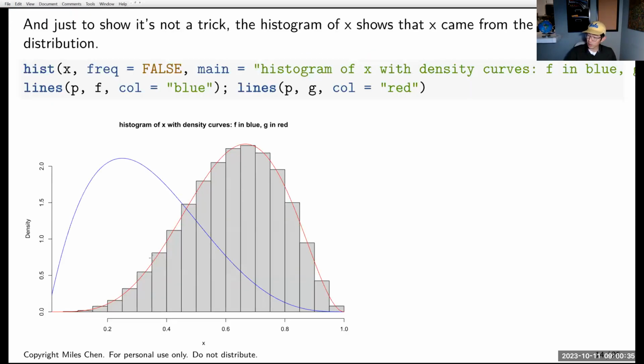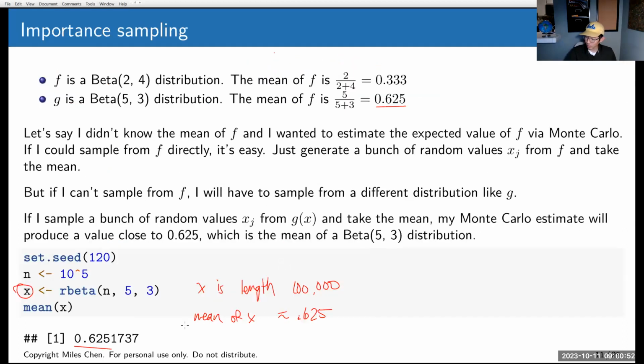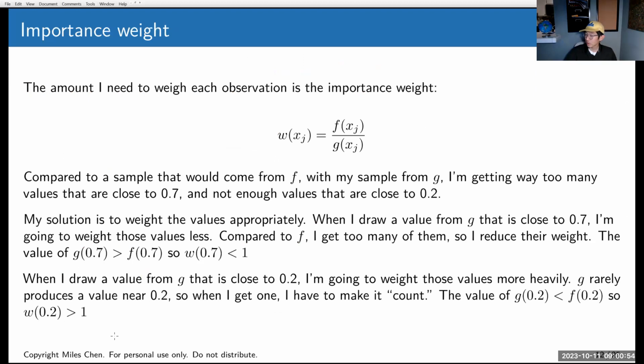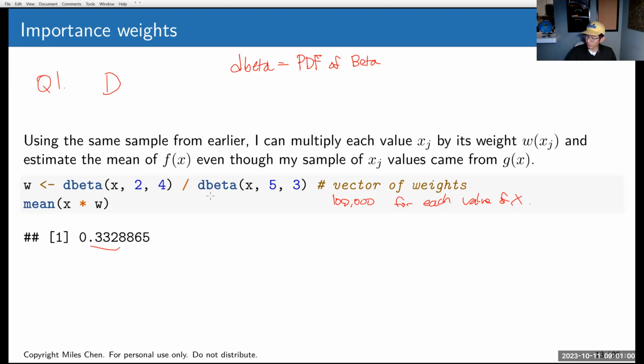And if I plotted a histogram of my X values, we can see that histogram does look like the beta 5, 3 distribution. So it lines up. If I take the mean of x directly, I get 0.625. But if I weight each of the values by the ratio between their two densities, their two PDFs, I get 0.332, which is close to the value that I want. So that's importance sampling.